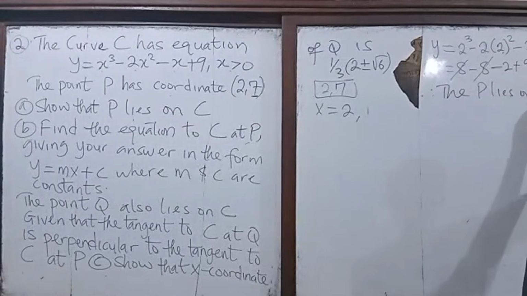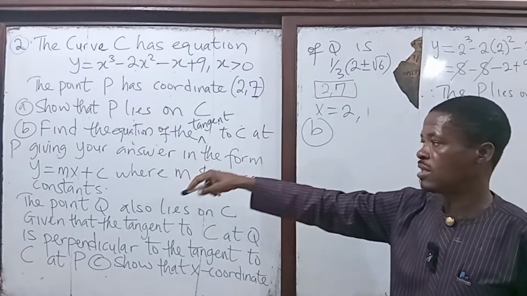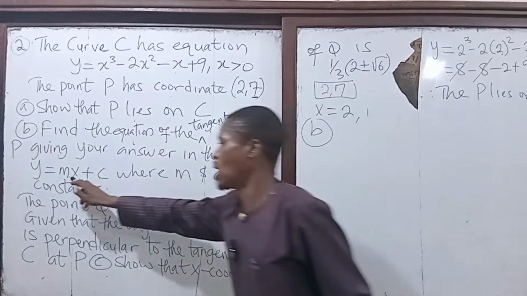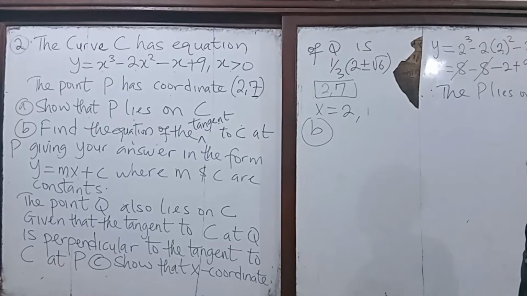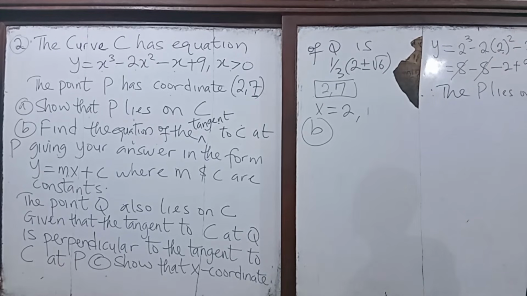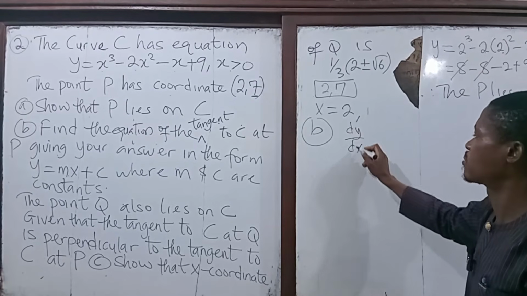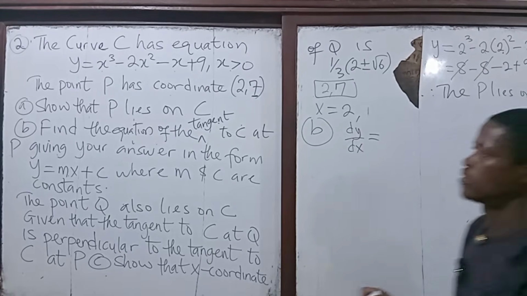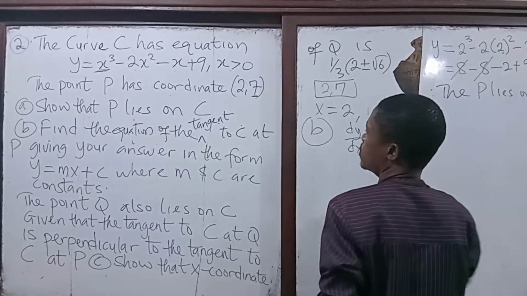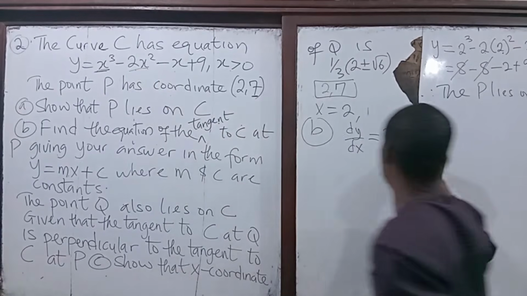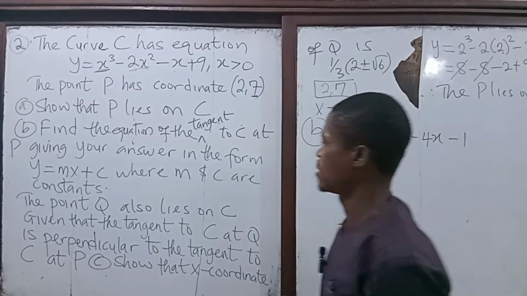Once you get 7, then you can say definitely that P lies on C. Now find the equation of the tangent to C at P, giving your answer in the form y equals mx plus c, where m and c are constants. We need to get the gradient, dy/dx, of the function. So differentiate with respect to x. That will be 3x squared. Differentiate 2x squared, that will be minus 4x, and then minus 1. So that is the gradient.